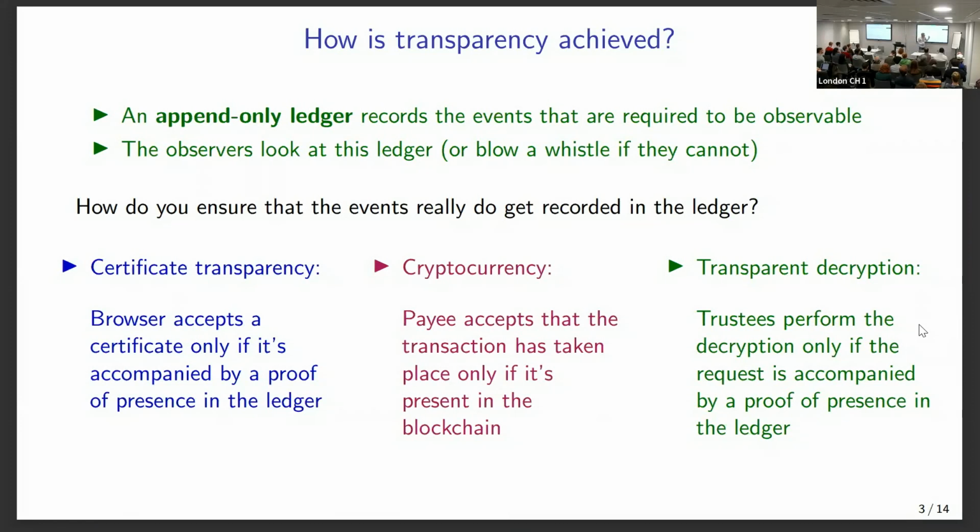Now for transparent decryption, we want that to work in a similar way, but we need trustees, and that's the bit that makes it a little bit different, because here we're talking about a decryption key. The idea is that there will be trustees that hold shares of the decryption key. They don't get to see what's being decrypted. They don't get to see the plain text, but they perform what they're trusted to do. The reason they're called trustees is that they perform the decryption only if the request is accompanied by a proof of presence in the ledger. We have the same idea that there's a ledger, it's publicly observable, and the action takes place only if that thing has been correctly recorded in the ledger.